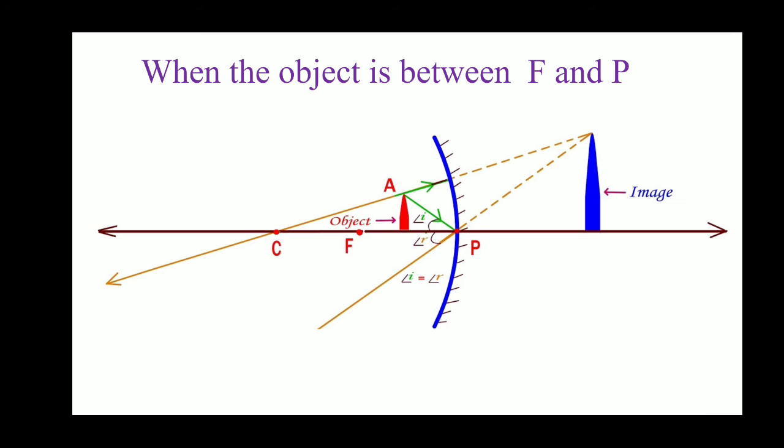Now the last form of images, where I kept the object between the pole and the focus. Now this is the object. The red one is the object. The first ray passes through the pole, and this is the reflected one. And for the second one, I consider a ray passing through the center of curvature. This is the incident ray and this is the reflected ray. Now see, this is the first reflected ray and this is the second reflected ray. Both the rays are diverging. The diverging rays will never meet at all.